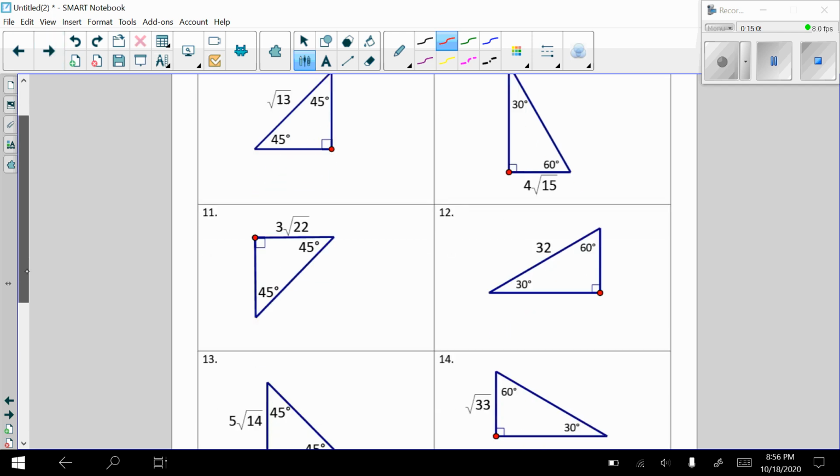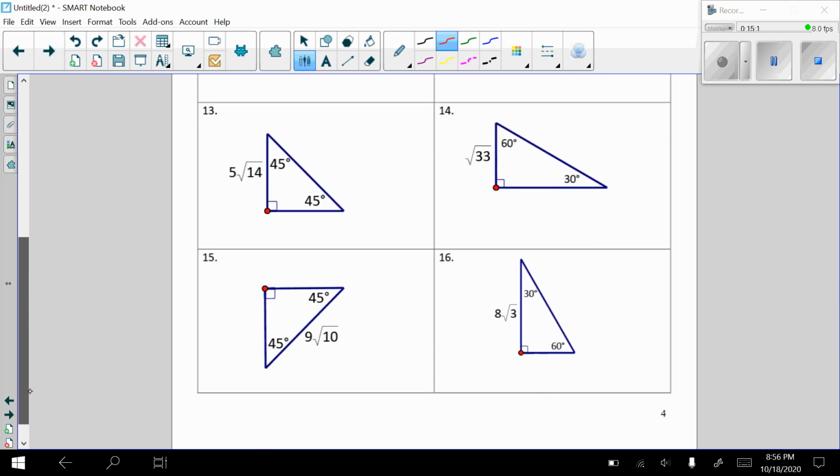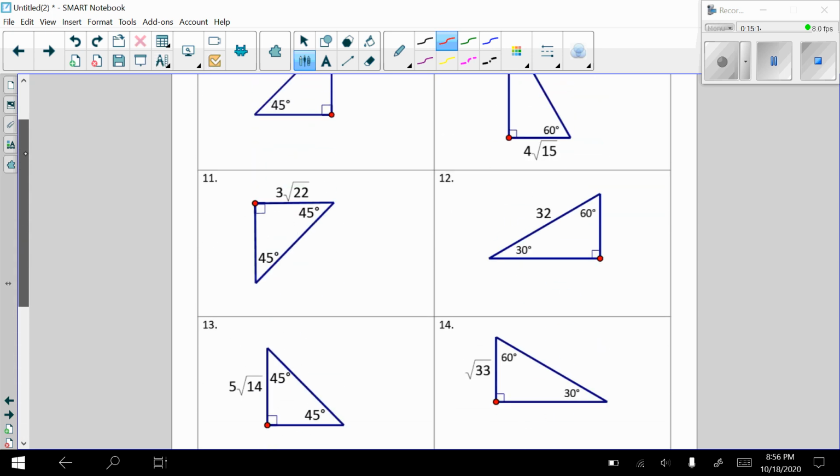Follow the process, take your time, rationalize when necessary, and hopefully we'll be all set.